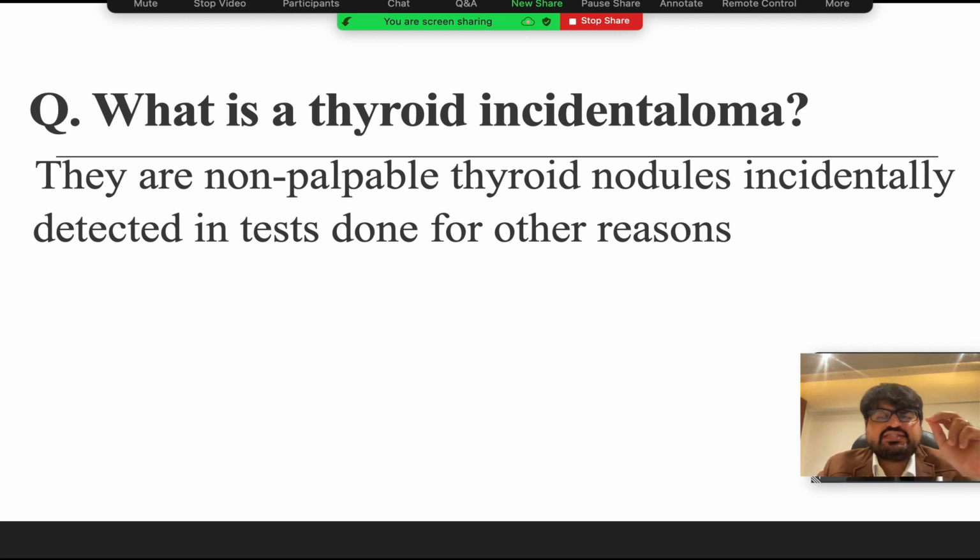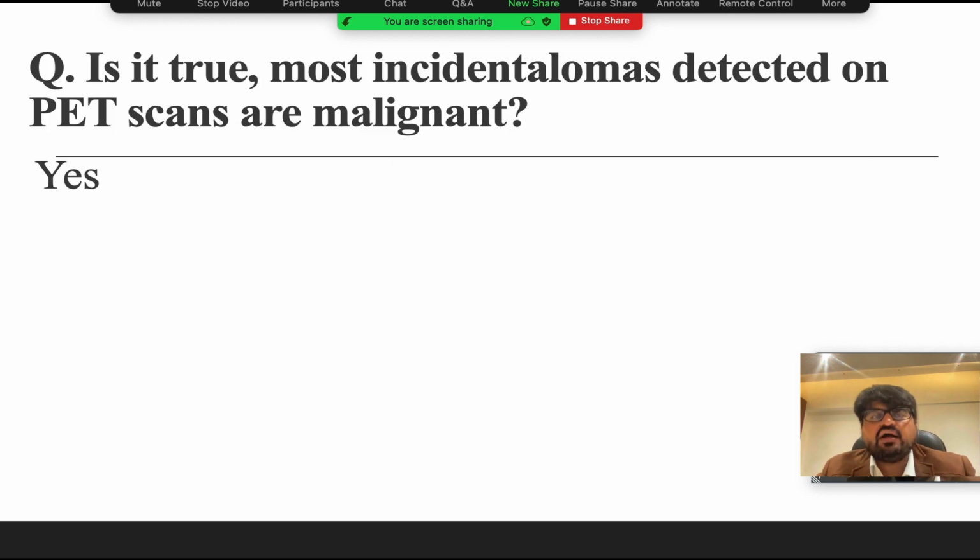Another case is a PET scan. A patient goes for a PET scan for something else, and in the PET scan they report a thyroid nodule or thyroid tissue uptake, which is again known as a thyroid incidentaloma. Now, when you do a PET scan and you find incidental lesions, the risk of malignancy is very high, right?